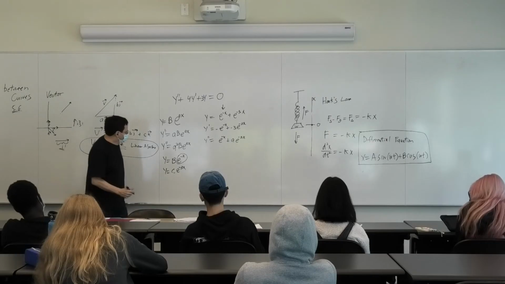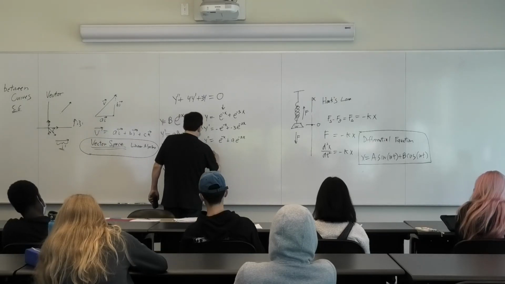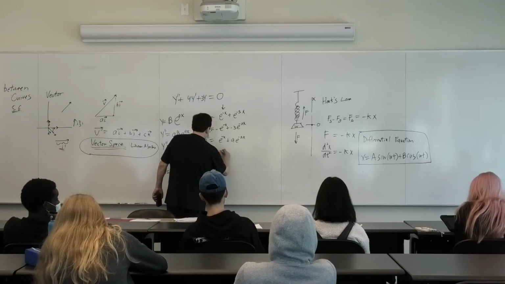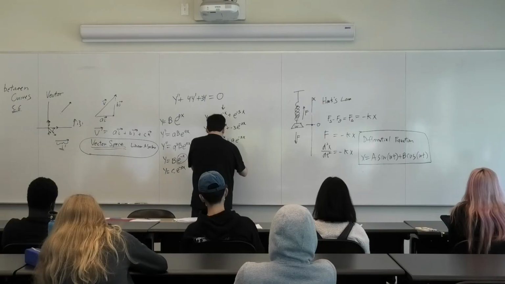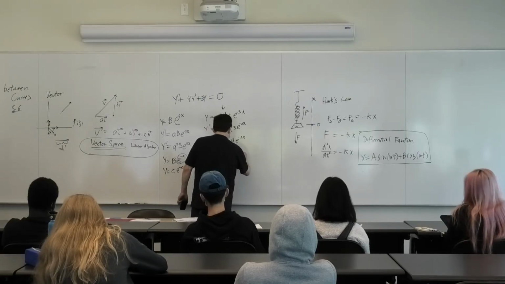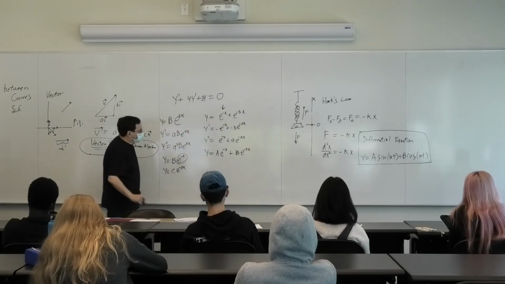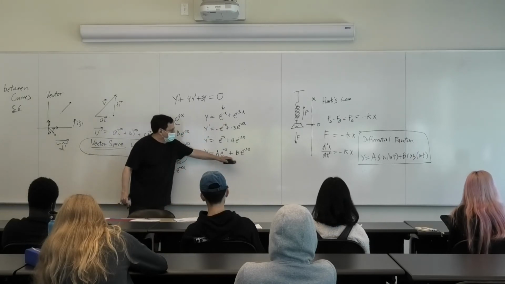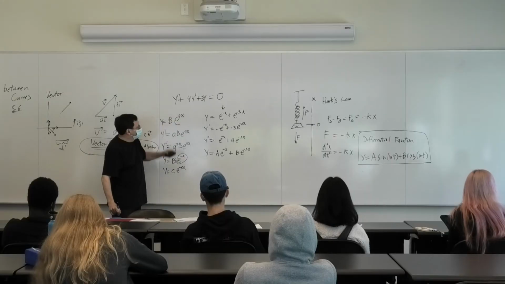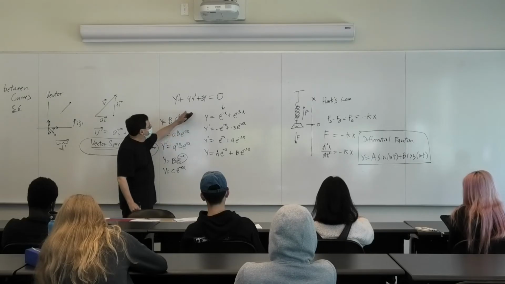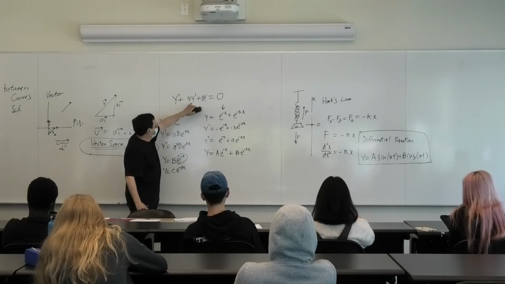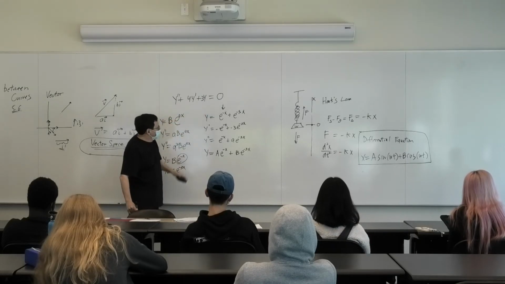For that matter, any numbers A and B I can plug in here, make it a solution. Even A and B 0 makes it a solution, right? Y is 0, its derivative is 0, its second derivative is 0. And that works.